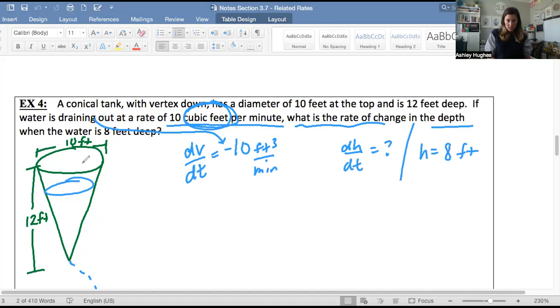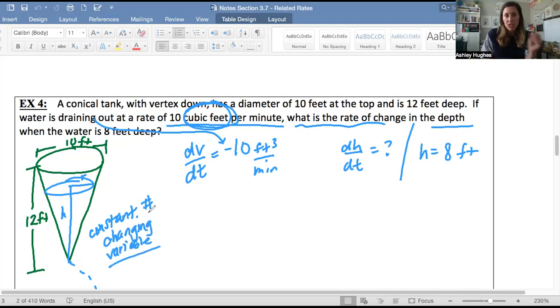So I have my picture, and then I have my given, and now I've got to come up with an equation. So we basically have similar triangles in this cone here. We have the height of the water, which is changing, and the radius of the water, which is changing. I'm not going to label this 8 because it is not always 8. So on your picture, things that are constant can have a number, but things that are changing need a variable. That is very important because if you use your picture to write an equation, you need to make sure you use a variable if it's changing.